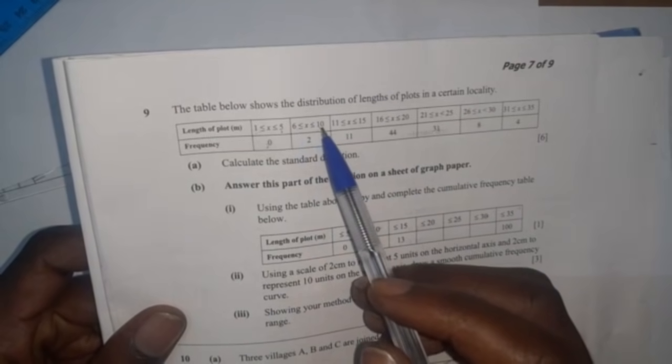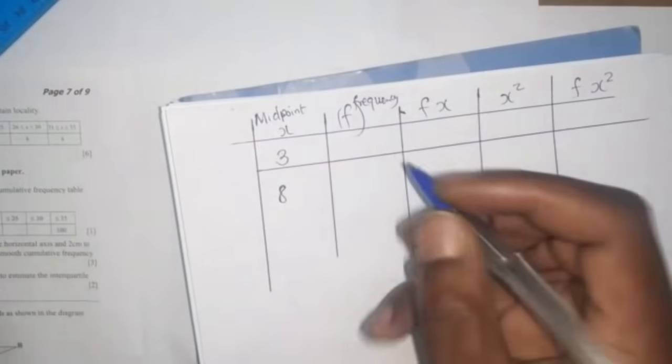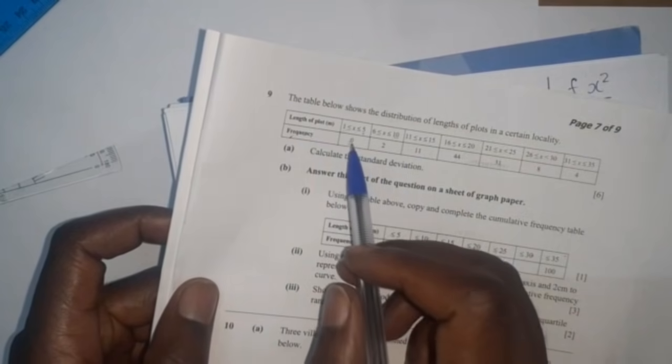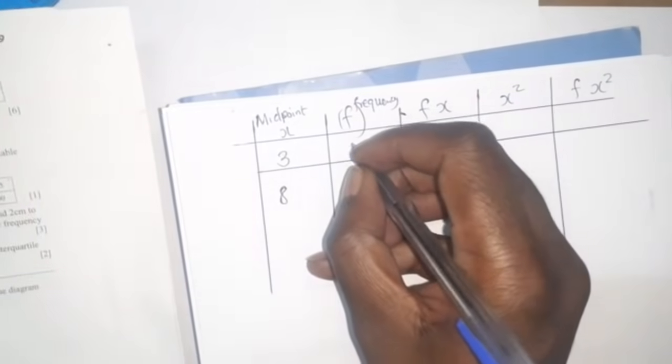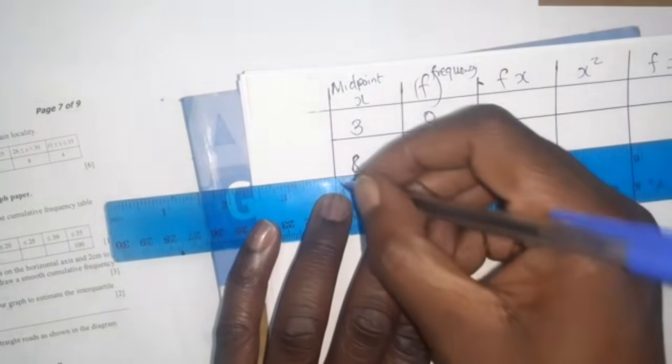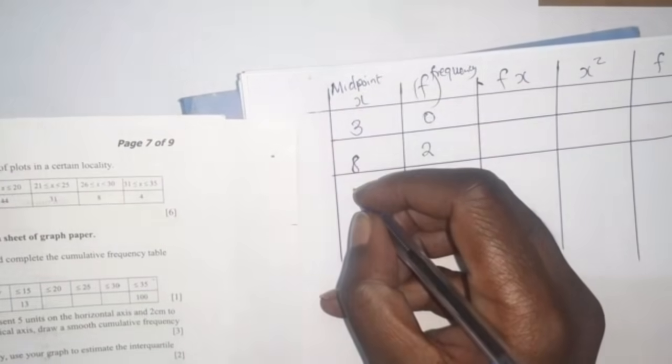Then I bring you to the second one. The second one, what do we have? We have 6 to 10. So you add these two. What do you get? You get 16. 16 divided by 2, we're going to get 8. Then we have frequency here. The frequency for the first one is what? It is 0. What is the frequency for the second one? It is 2.